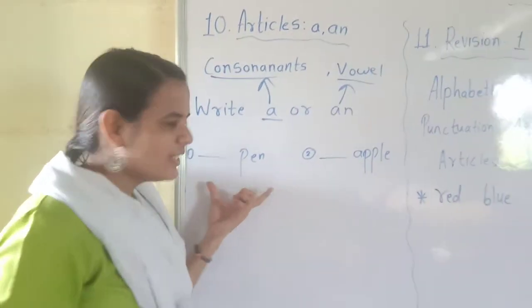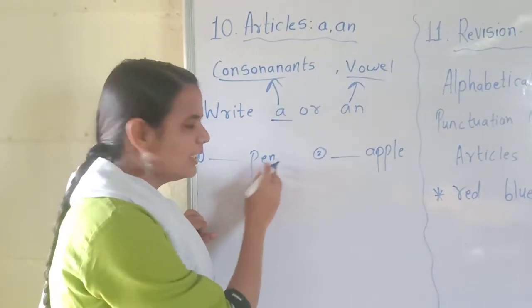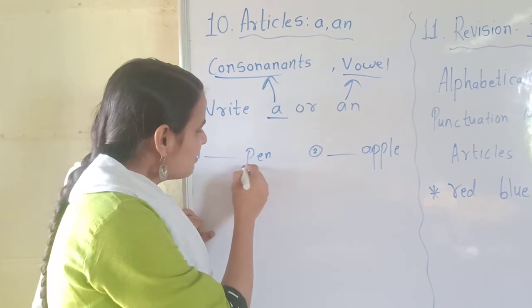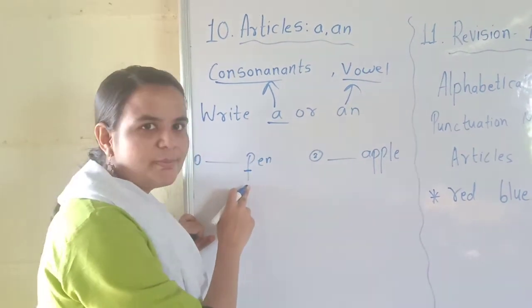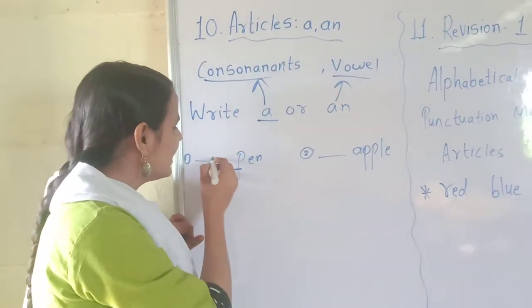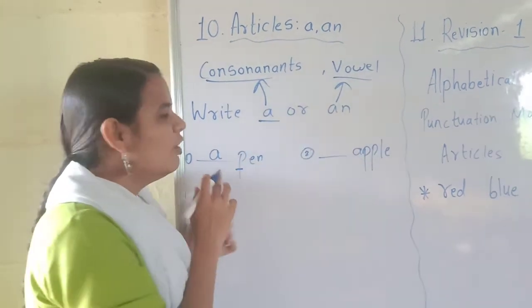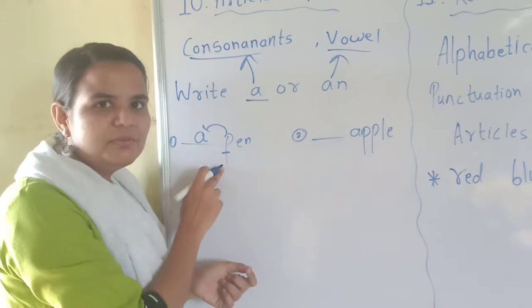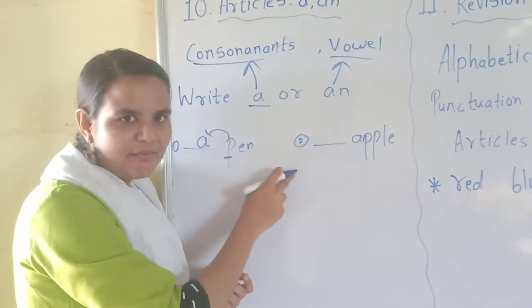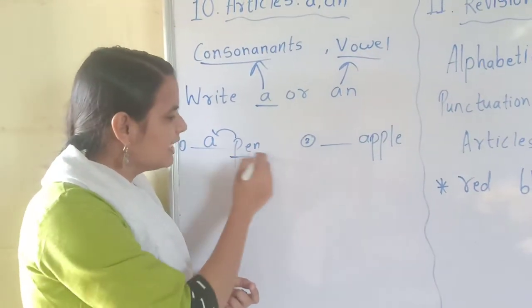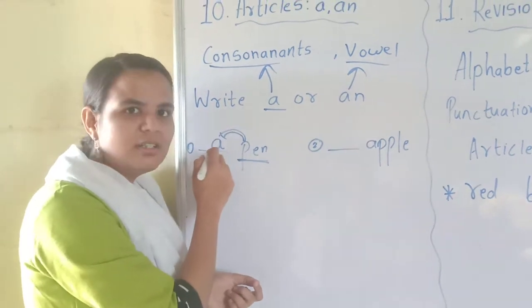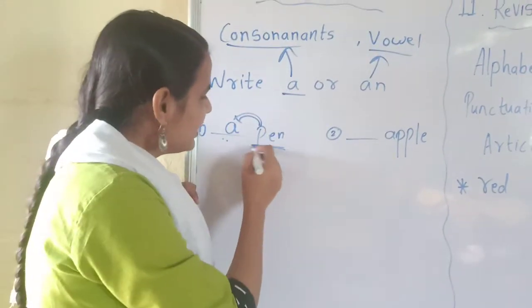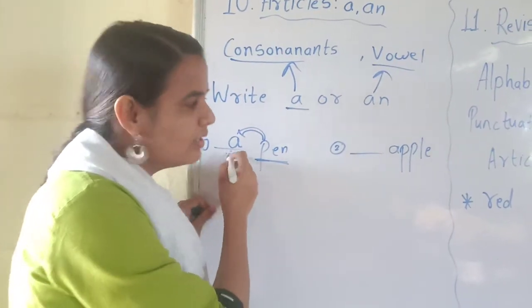So for example, see here, this is pen, P-E-N, pen. This pen spelling starts with the letter P. What is P? P is a consonant. So we will write before P, a. Always keep in mind we use articles before the word. We don't write articles after the word. So whatever the word it may be, before it we use the articles. So here P is a consonant, so we will write here a.